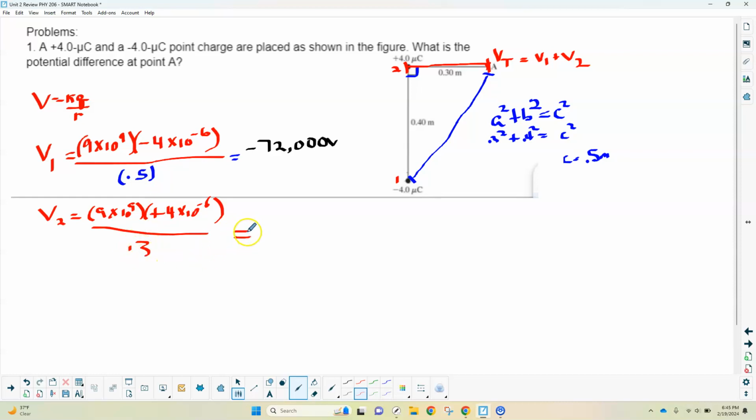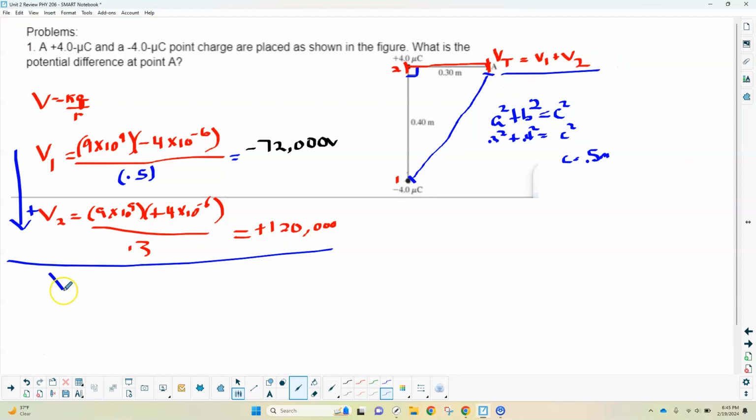When we get that answer, you get a positive 120,000. And then to get the total, you just sum them up. So we add the voltage at 1 plus the voltage at 2, which is what we said we were going to do here to get the total voltage.